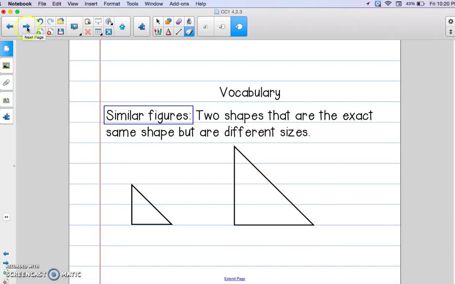So the first thing we need to do is to determine what similar figures are. Let's add this vocabulary word to our notebook. Again, my class, you know to put a box around the vocabulary word so that we know it's important, so it's easy to come back to that later. We can define similar figures as two shapes that are the exact same shape but are different sizes. So if you take a look down at the two shapes that I have below, we have a small right triangle and then we have that same right triangle that's just enlarged.